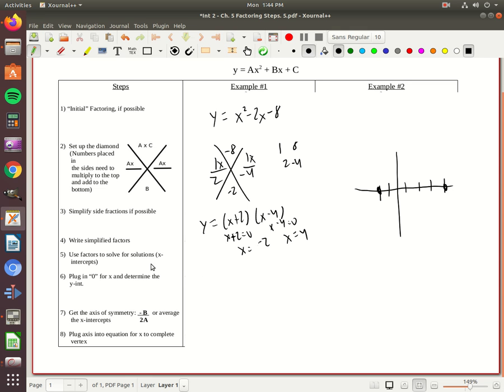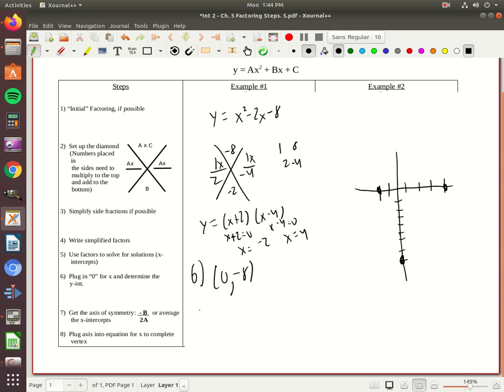Now I'm going to go to step 6. I'm going to plug 0 in for x in my equation. You can see I get -8 out. So that's my y-intercept. Hopefully you're okay with me. It's obviously going to be 0 minus 0 minus 8.